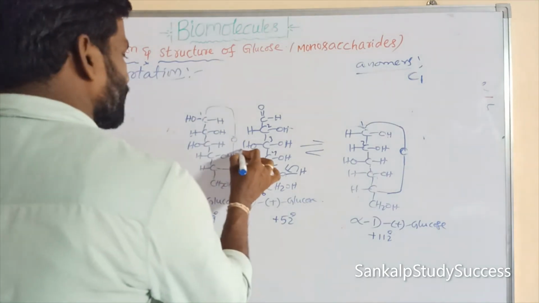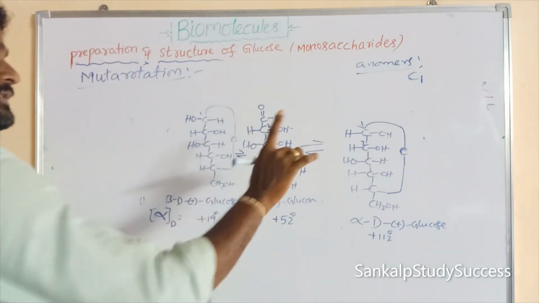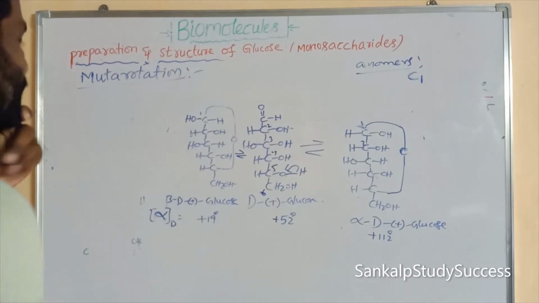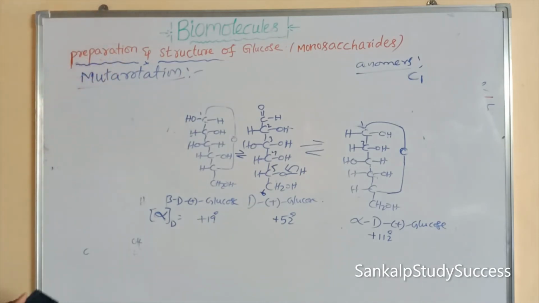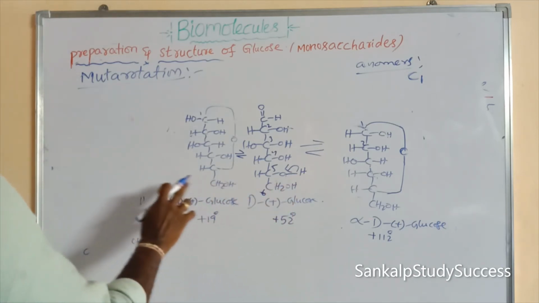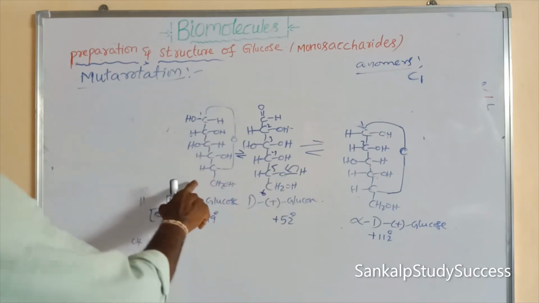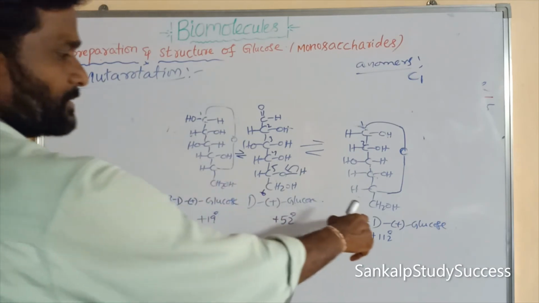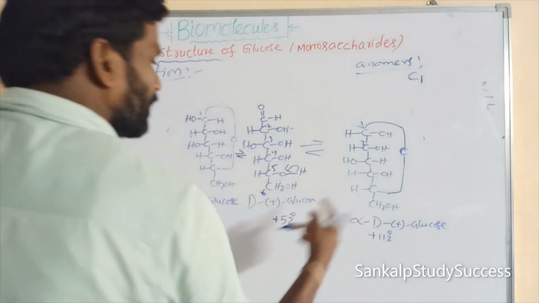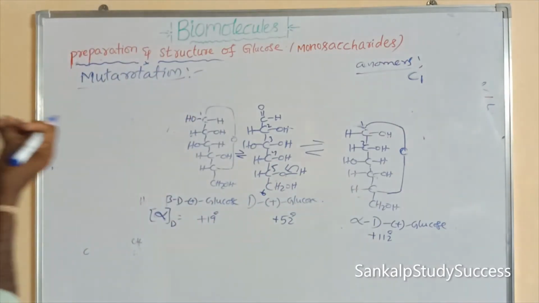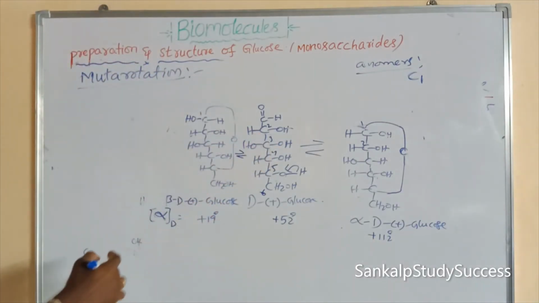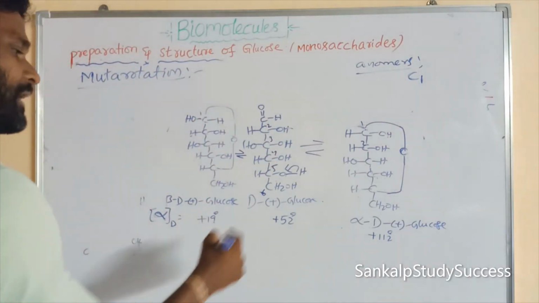All these three are in equilibrium with each other, right? Either form of glucose, like alpha D glucose or beta D glucose, when dissolved in water converts to the other form.